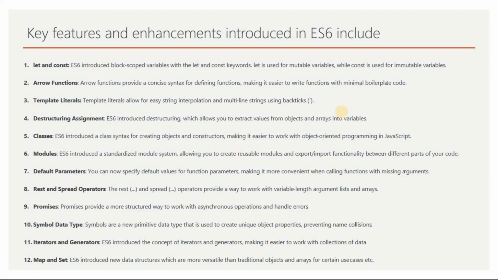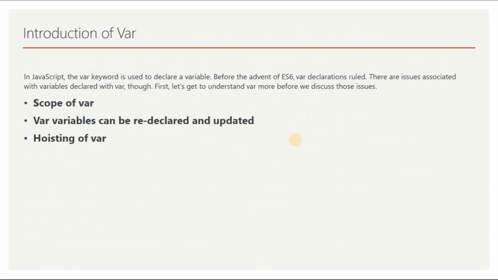So before jumping into those 12 ES6 concepts, first I will start with the introduction of the var keyword. var is basically a JavaScript keyword used to declare a variable. Before the advent of ES6, var declaration was the rule. But there are issues associated with variables declared with var. That's why let and const came. First, we will get to understand var more before we discuss those issues.